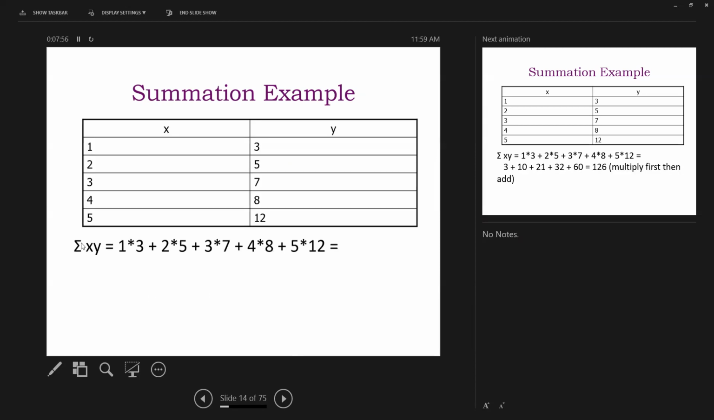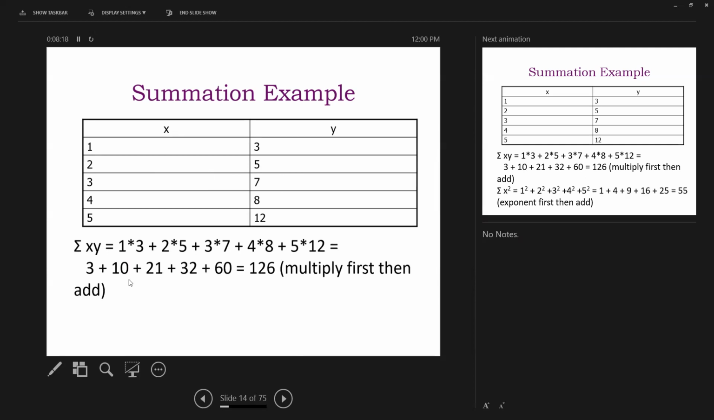If we have sigma x times y, that means we have to first multiply, because remember, multiplication comes before addition in PEMDAS and order of operations. So we multiply the value of x times the value of y: 1 times 3, plus 2 times 5, plus 3 times 7, and so forth, right? So 3 plus 10 plus 21 plus 32 plus 60 equals 126. So remember, order of operations, multiply first, then add.